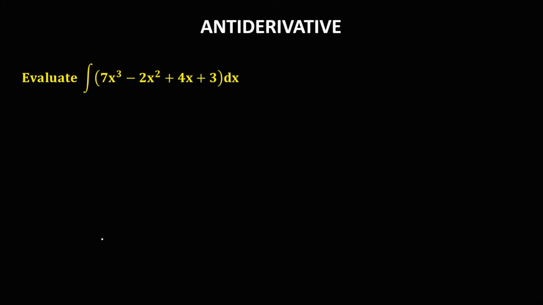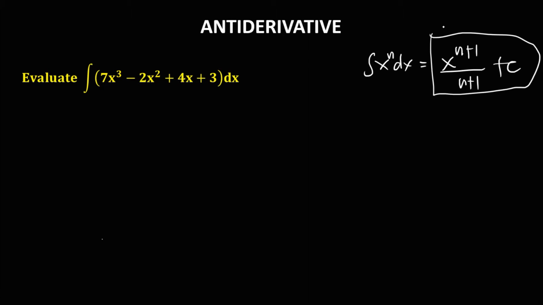plus 4x plus 3. So to find the antiderivative, since the integral of x to the power n dx is equal to x to the power n plus 1, so plus 1 for the exponent, then over n plus 1, then plus c. So using this formula to find the antiderivative of this given, but first we need to rewrite this given. So we need to put this constant outside.